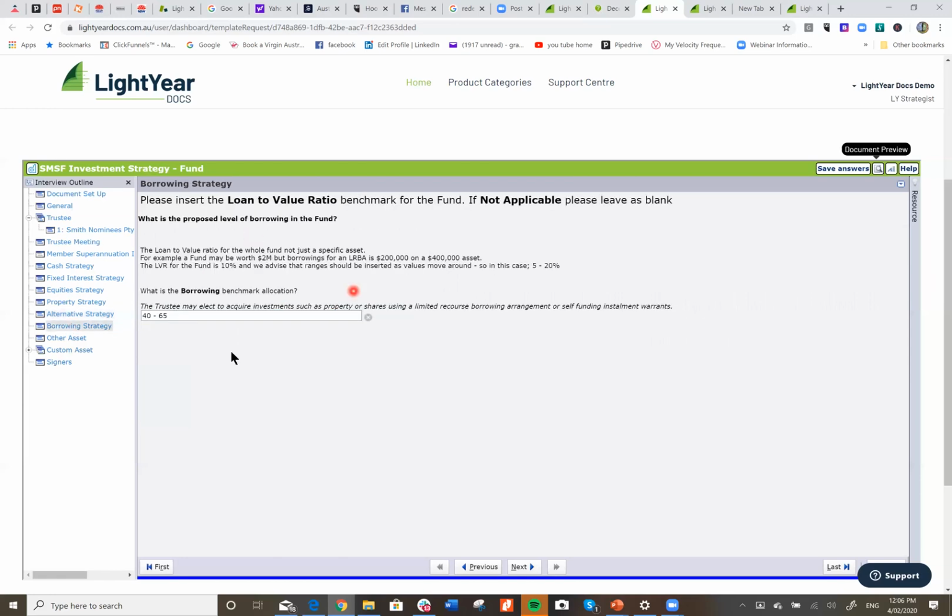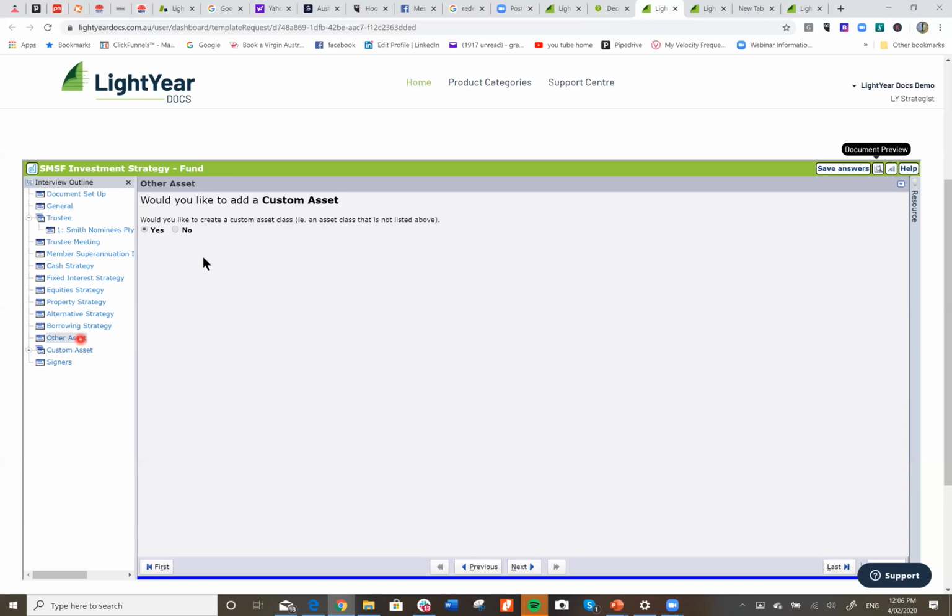Borrowing strategy, as I said before, you look at the total value of the assets of the fund, what the LVR is compared to the total assets, not that specific property we've got. So we've got between 40 to 65. Other assets, so do you want to build a custom asset? You can build as many as you want.